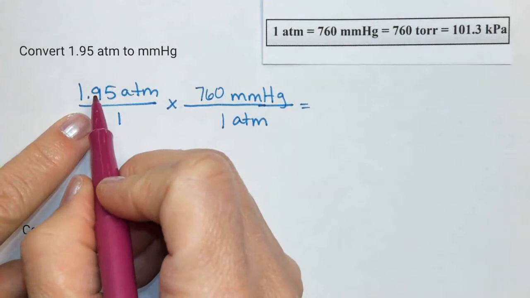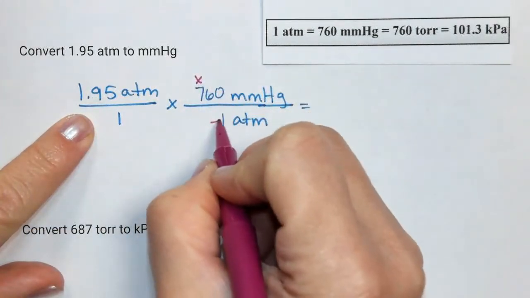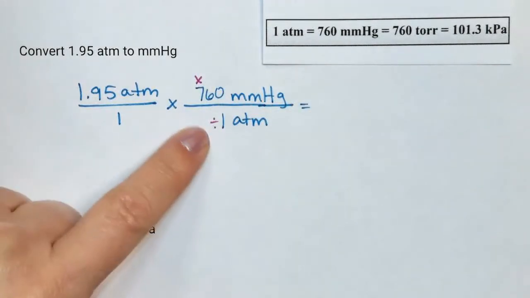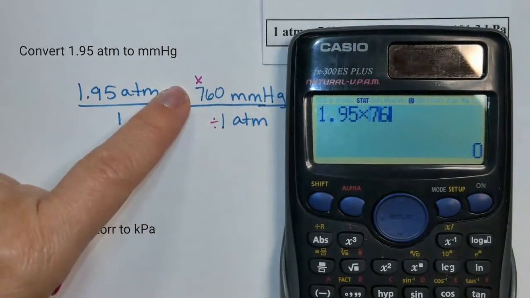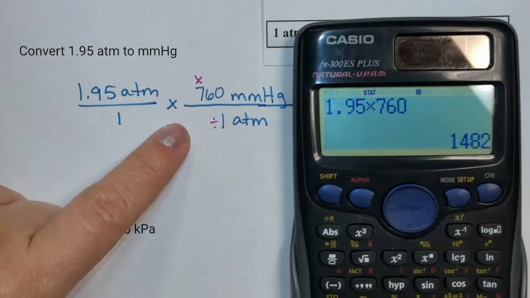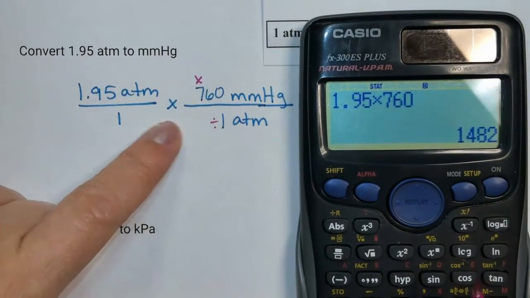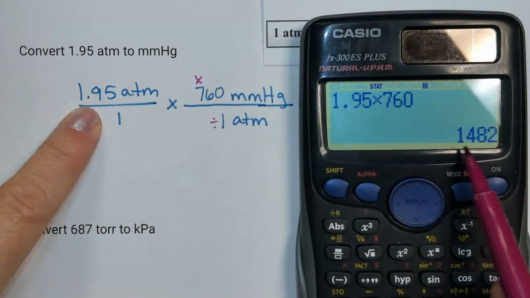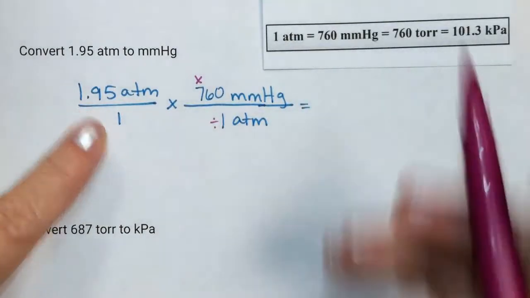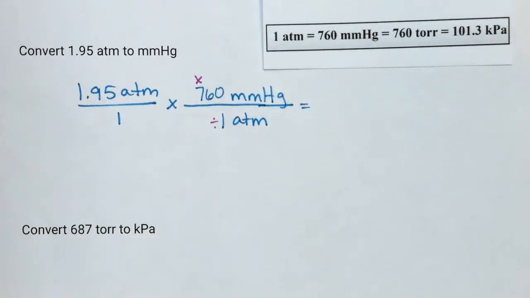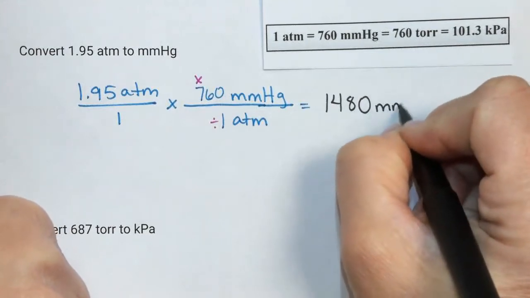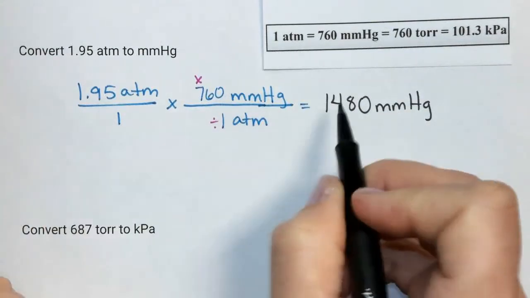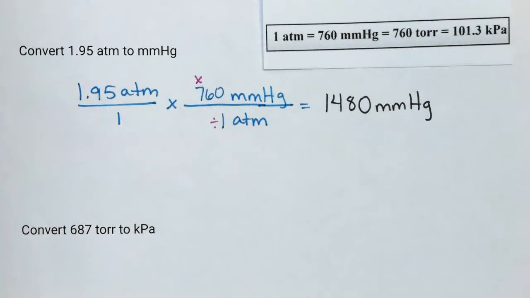It's going to be 1.95 times 760 divided by 1, which again I don't actually have to type in the divided by 1, so I'll just say 1.95 times 760. You can do the fractions if you want to. I'm just trying to teach you a different way. So 1.95 atmospheres is going to be 1482. Technically 1480, but if you want to put the 2, that's okay. So I'm going to put it as 1480 millimeters of mercury, because 3 sig figs is the reason I'm doing that. But it's okay if you keep it 1482 millimeters of mercury.